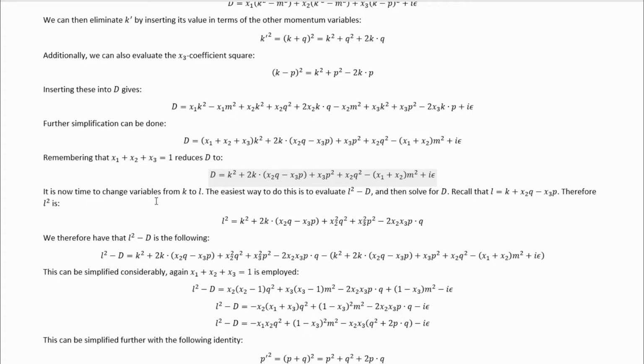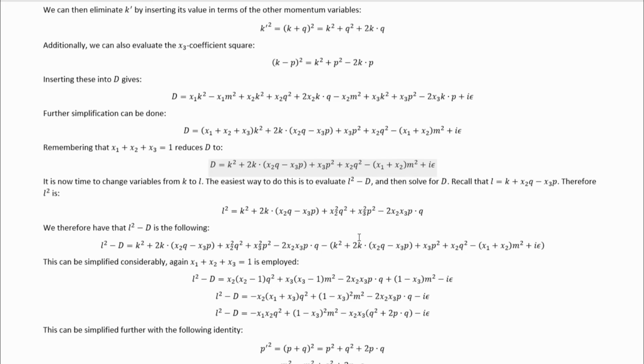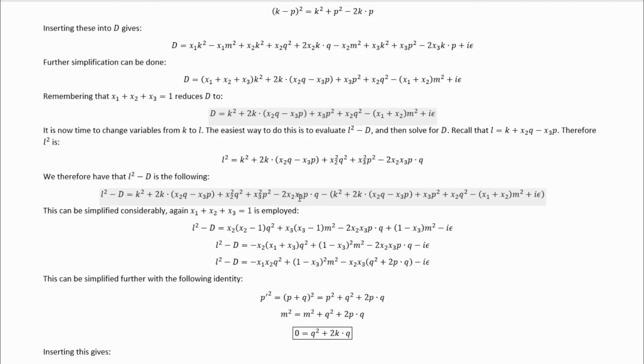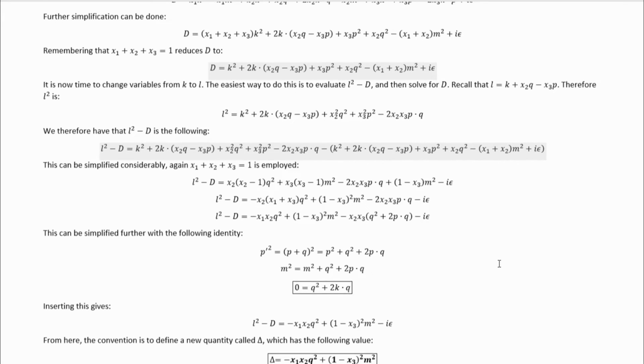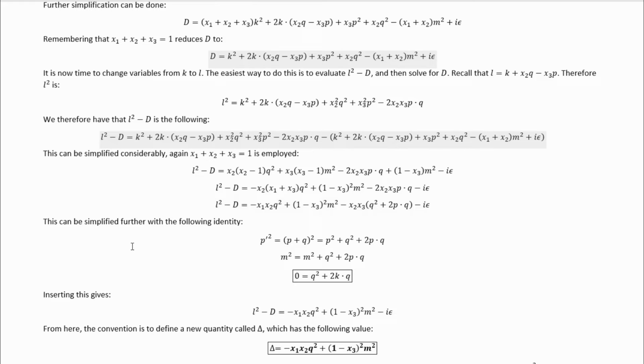It is now time to change variables from k to L. The easiest way to do this is to evaluate L squared minus d, and then solve for d. Recall that L equals k plus x2q minus x3p, therefore L squared is this quantity, which means that L squared minus d is this. We can simplify this considerably, again making use of this in that process, down to here. We can simplify this further using this identity, because we see that when we actually square p prime squared, which must equal m squared, we also have a p squared in the expanded out version of that square through momentum conservation. So we get another m squared here.